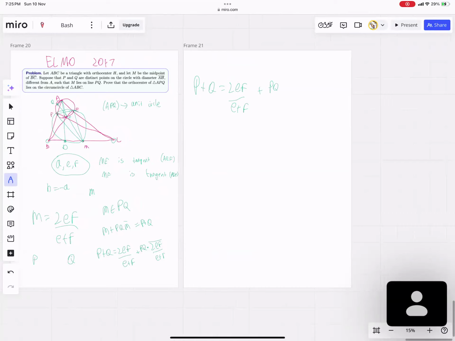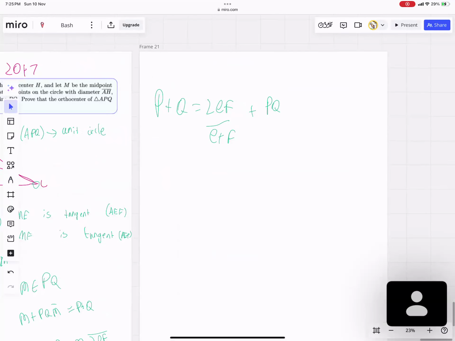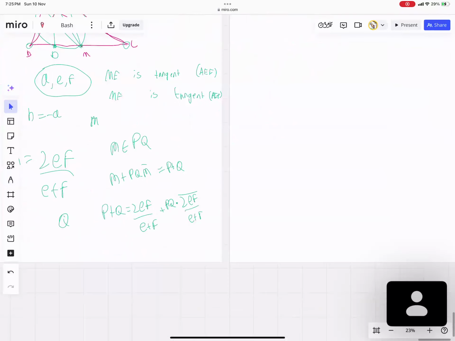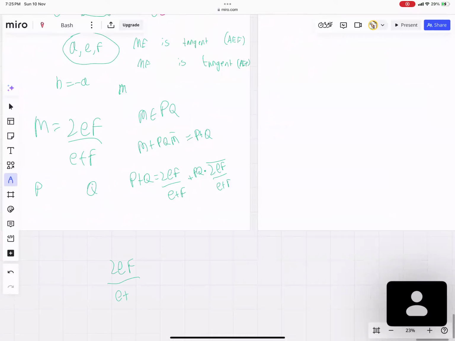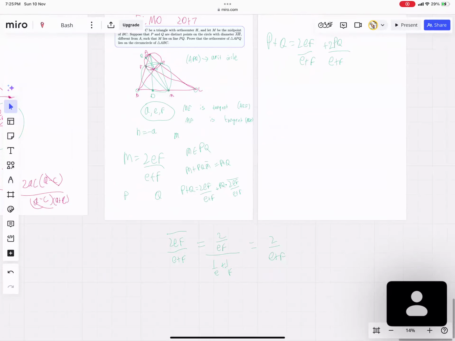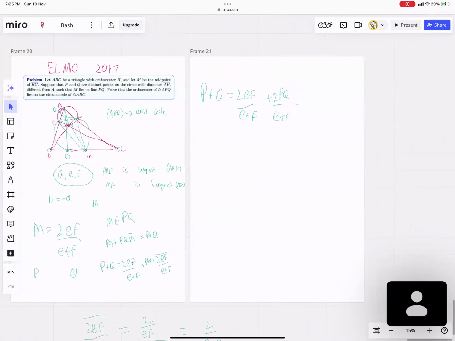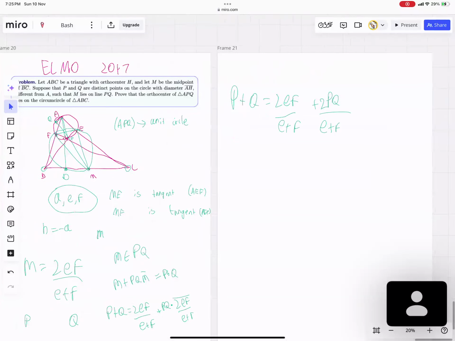Now, I won't go through all the calculations, but it will turn out to be this. For 2EF over E plus F, the conjugate is equal to 2 over EF times 1 over E plus 1 over F, which is equal to 2 over E plus F. This is fine. Okay, so now we get that the orthocenter of APQ.